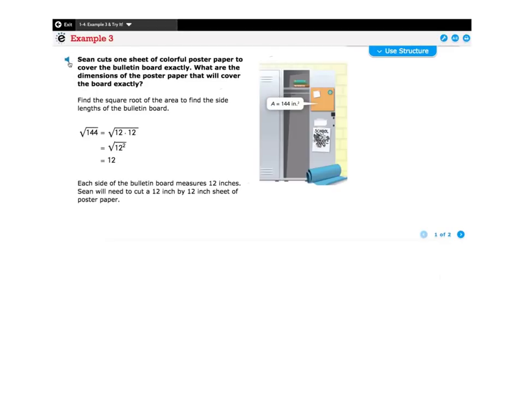Let's move on to example 3. We're in the home stretch here. Stay with me. Sean cuts one sheet of colorful poster paper to cover the bulletin board exactly. What are the dimensions of the poster board that will cover the board exactly?